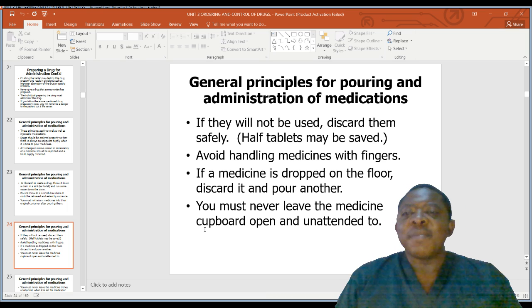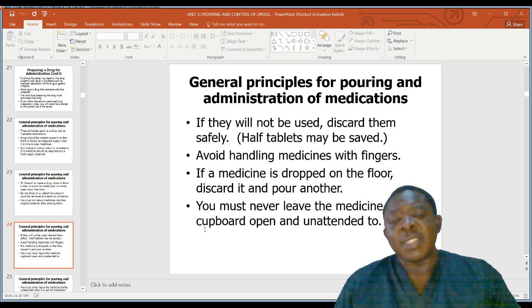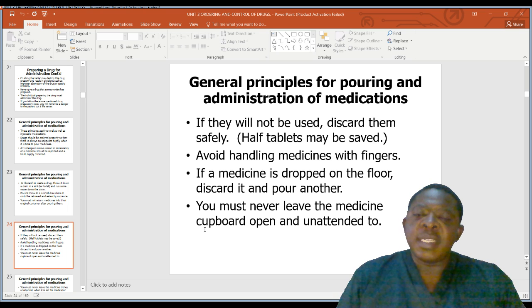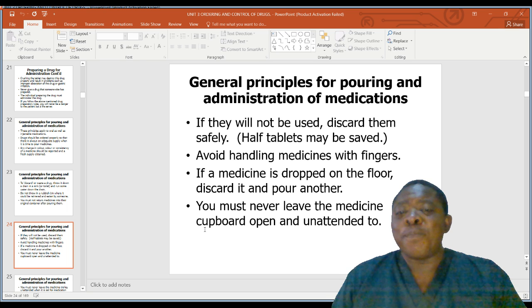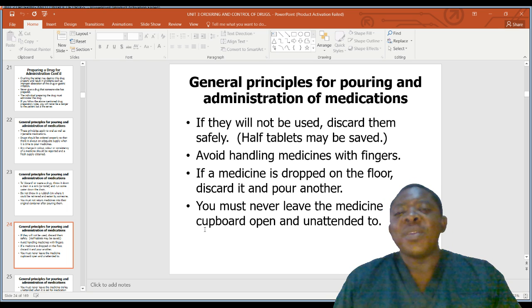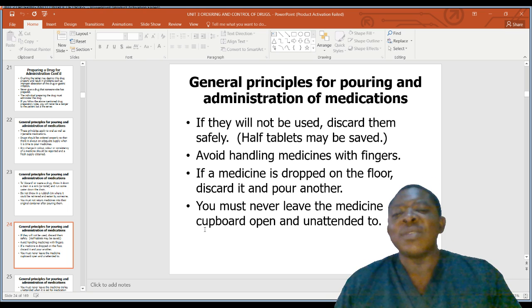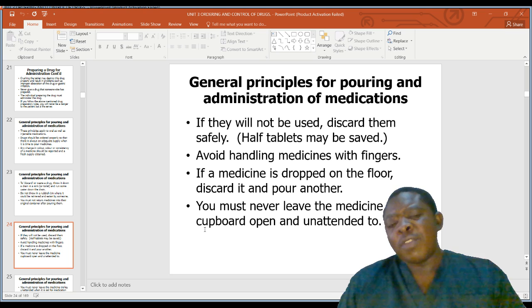Avoid handling medicines with fingers. This cannot be emphasized more because we know about cross infection from fingers. If a medicine is dropped on the floor, discard it and pour another. You don't pick drugs from the floor. If they fall, they are falling on contaminated ground, so they should not be picked up to give to the patient.